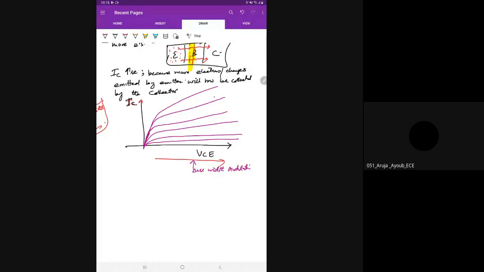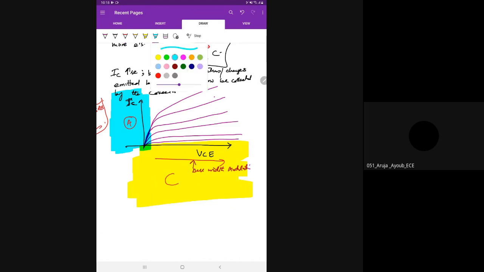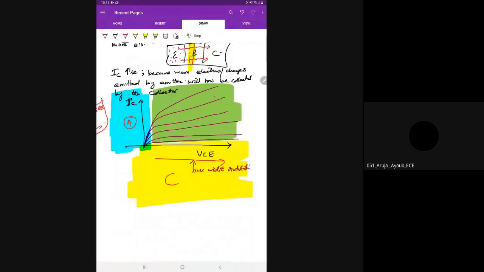Okay, here also you have some regions. One region is somewhere here; this is region A. There is another region somewhere here, which is known as region C. And there is also a region somewhere here, which is the green region, and this region is known as region B.